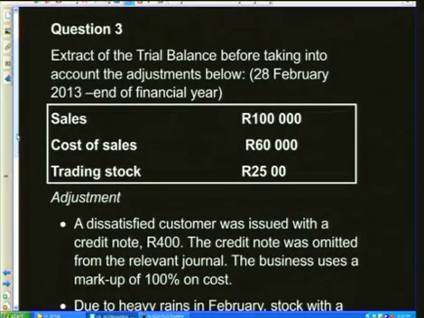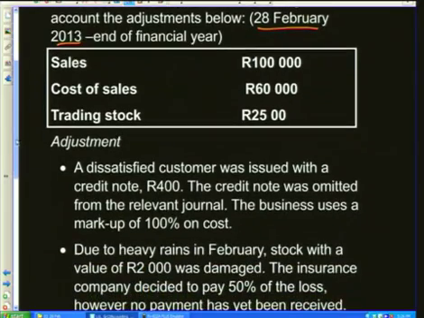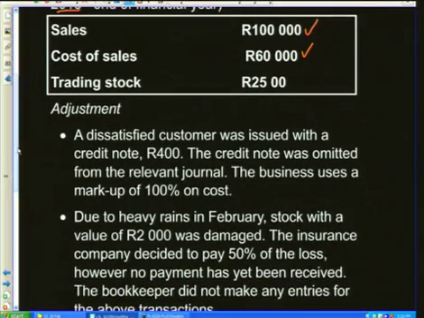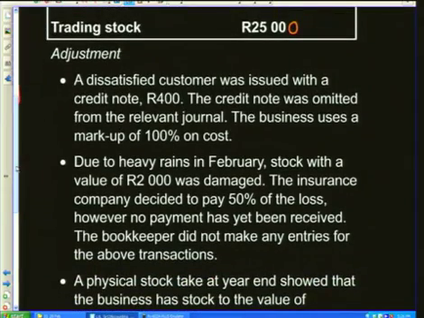Right, let's move on now to our next adjustment, question 3. We are given again an extract of a trial balance before taking the adjustments into account. Again, the year end is the 28th of Feb 2013, and this time in our trial balance we are given sales 100,000, then we're given cost of sales 60,000, and then we have trading stock. This amount should be 25,000. Let's just add another 0. There we go. Okay, so those are the three amounts given, and then we've got our adjustments.